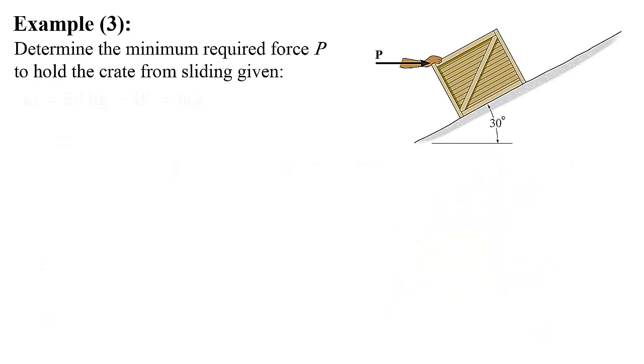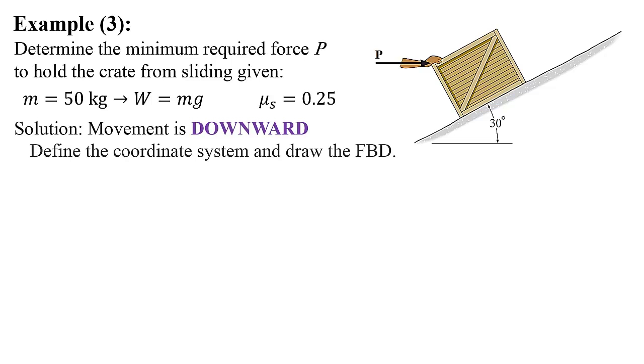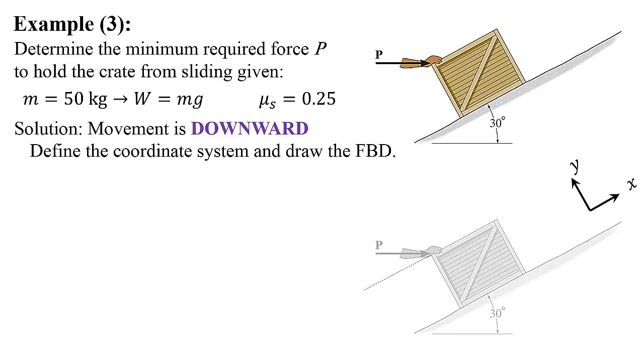Well, it looks the same, but looking at the wording of the question, determine the minimum required force P to hold the crate from sliding. So the crate has a tendency to slide, and I'm trying to hold it back. So the movement is downward. Solution: movement is downward. Again, I will define the coordinate system and draw the free body diagram. This is my problem. This is my coordinate system. Notice here that the only difference between this problem and the previous problem is the direction of Fs. Since the crate is trying to slide down, the friction should go up.